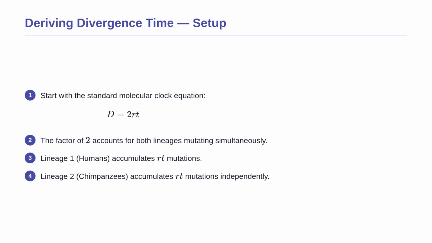We start with our base equation, D equals 2RT. The reason we multiply by 2 is that after the evolutionary split, both lineages are accumulating mutations independently at the exact same time. The human lineage accumulates R times T mutations, and the chimpanzee lineage also accumulates R times T mutations. Adding them together gives us the total genetic distance D. This setup perfectly balances the total change in genetics against the rate of change.